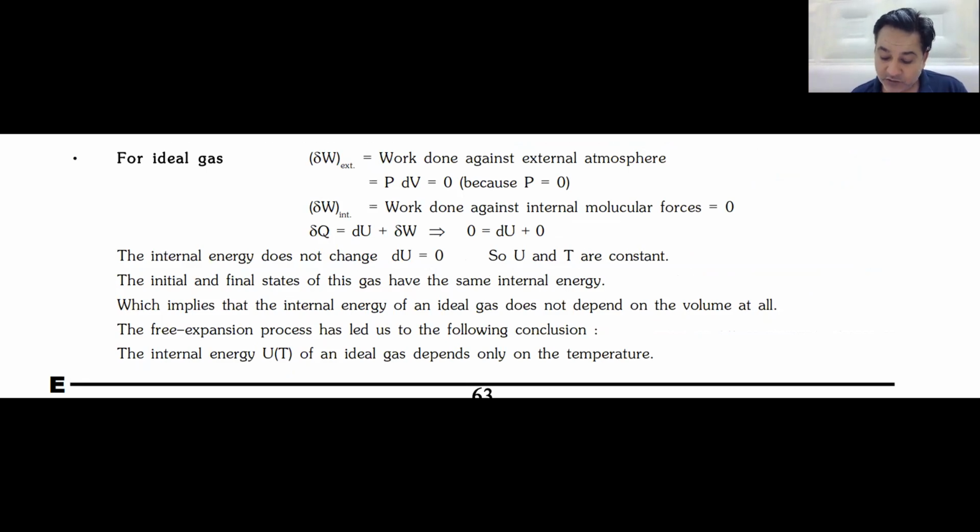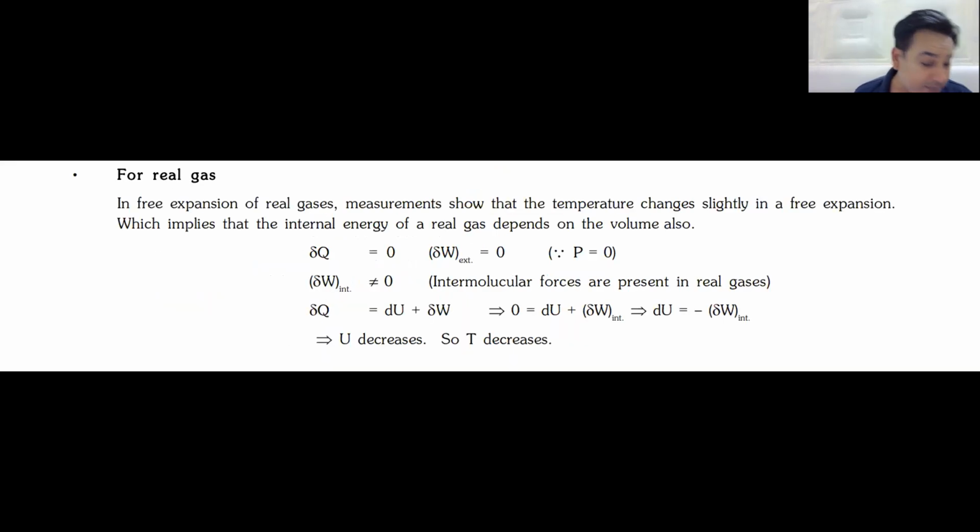That was for an ideal gas. But what happens in case of a real gas? They might ask you this as a multiple choice question. The work done by external forces is 0, but when you talk about real gases, we also talk about the interaction between the molecules of the gas particles. Do we understand this? That is the internal work. That work is not 0, and therefore the change in internal energy is equal to the negative of the work done.